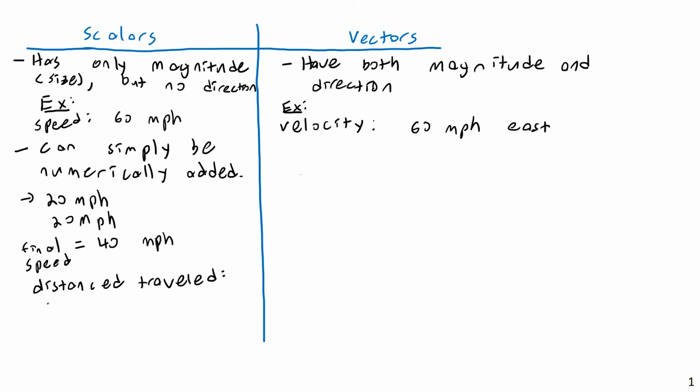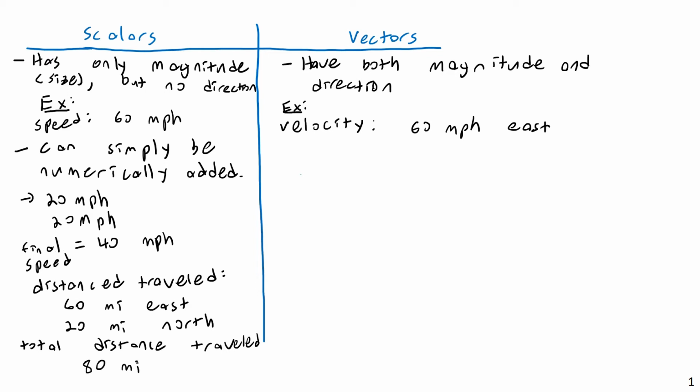If I say I traveled 60 miles east, and then let's say I first went 60 miles east and then 20 miles north, well, the total distance I walked or drove or whatever is just 80 miles. Its displacement would not be 80 miles. We'll see that over here. But if all we're concerned about is total distance traveled, you can simply sum them up numerically. 60 plus 20 is just 80 miles total. If we don't care about direction, we can simply sum these together.